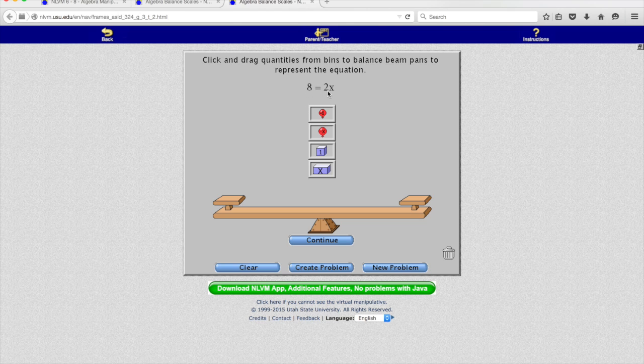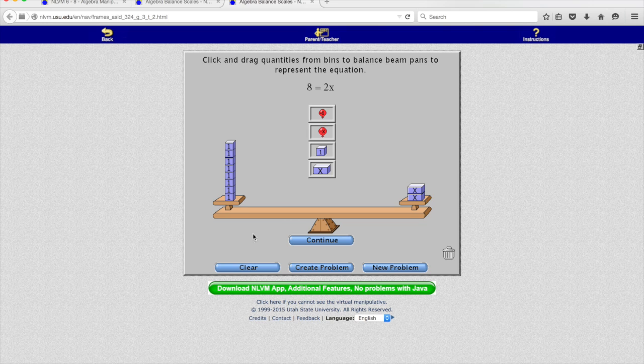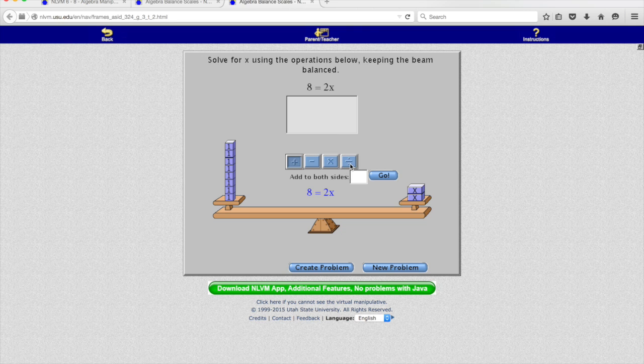Here's another one, 8 equals 2x. So if I drag out my 8 tiles, and then 2 x's, my scale balances. But I want to figure this out where instead of 2 x's, I only have a single x. So here, it's just what we kind of did in the last chapter. We're doing opposites. Here they're timesing x by 2. So what we're going to do to simplify the problem is to divide by 2. This side divides by 2, this side divides by 2, and we get x equals 4.